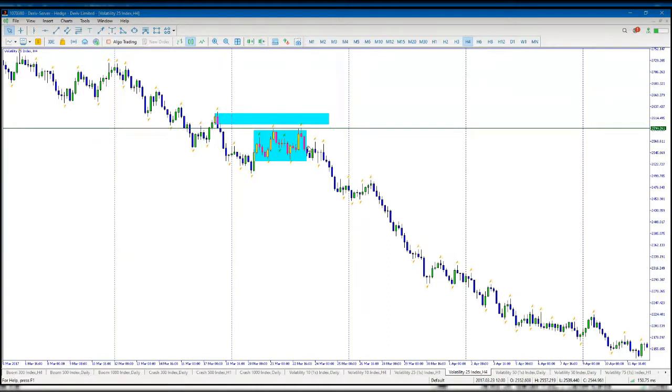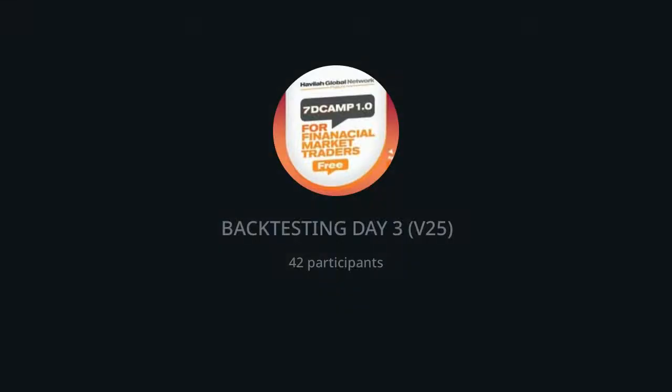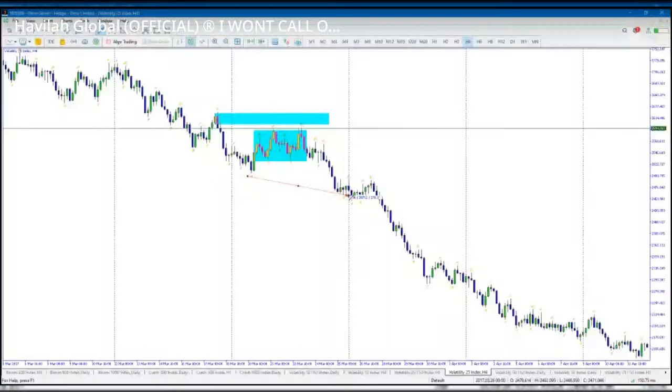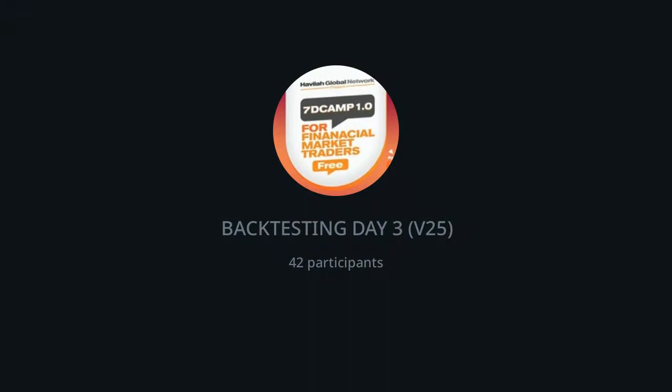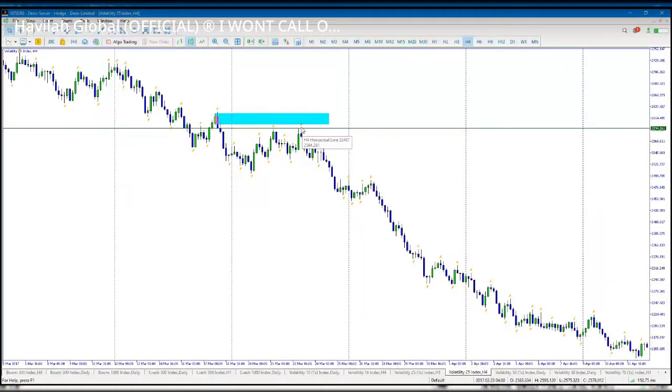So from here, we can see that price came from here, didn't break this structure, and then we saw it tanking down from here. So why did price turn back from here, this highest point? Let's see what happened there. Why did price turn back from here?